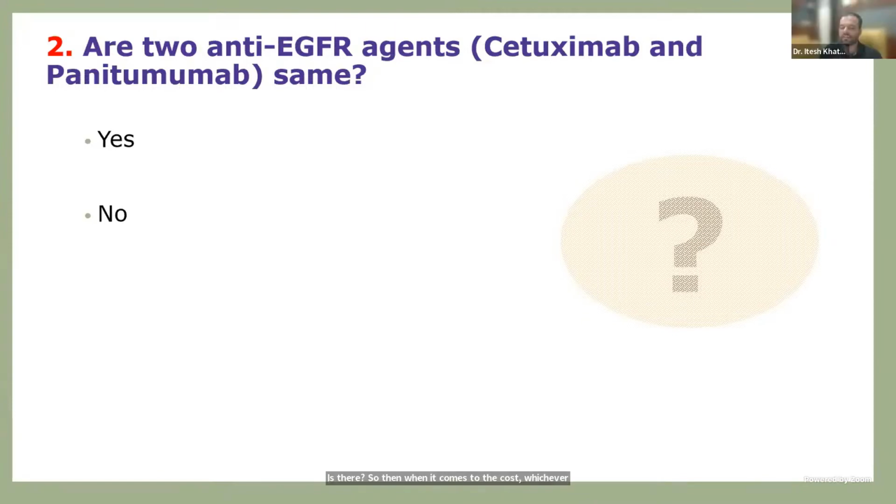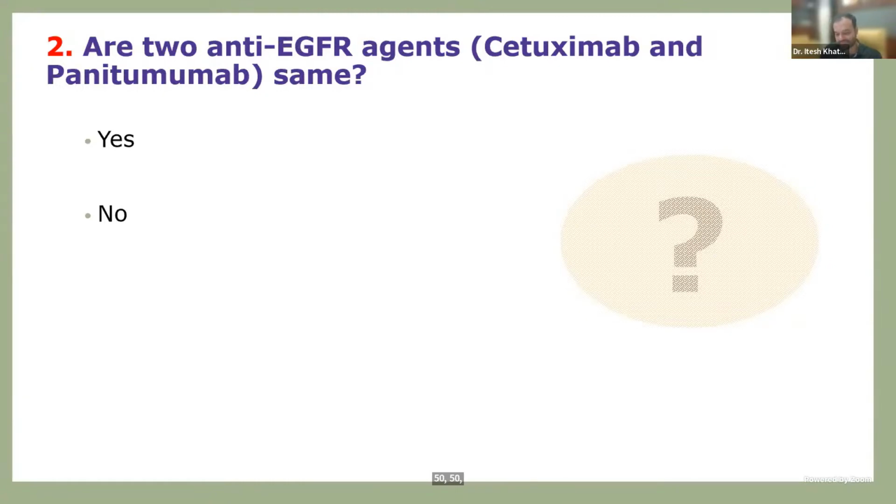So what is in your practice? Say you give anti-EGFR to 10 patients. Out of 10, how many patients would receive cetuximab and how many would receive panitumumab? 50-50, I would say. So difficult question. Okay. Fair enough. Dr. Palak?